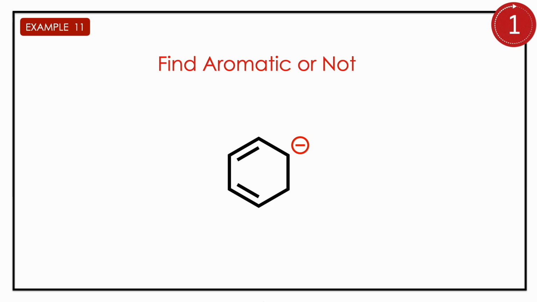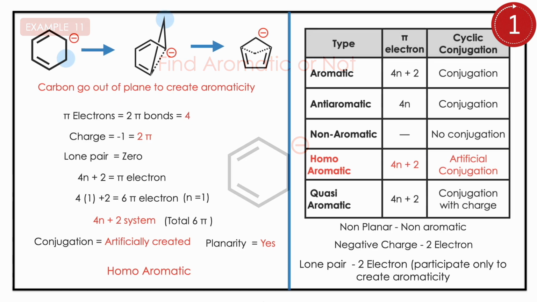Then the next example, you have cyclohexadiene with anion. We should find whether the given compound is aromatic or not. Here you have a tricky situation. The chances of aromatic is there, only problem is the sp3 hybridized carbon. So what really happens? The carbon goes out of the plane, creates the cyclic conjugation, creates the aromaticity. Let us count the pi electrons in the raised carbon system. You have 2 pi bonds, so 4 electrons, plus the negative charge, so 2 pi electrons, so totally 6 pi electrons. So 6 pi electron means it's a 4n plus 2 system with n equals 1. Here you are creating conjugation artificially, planarity also there.